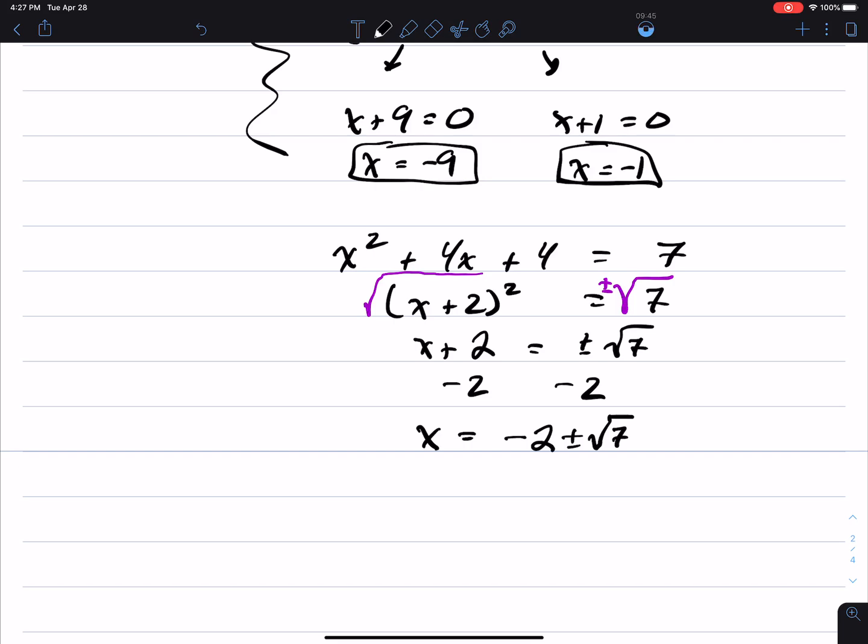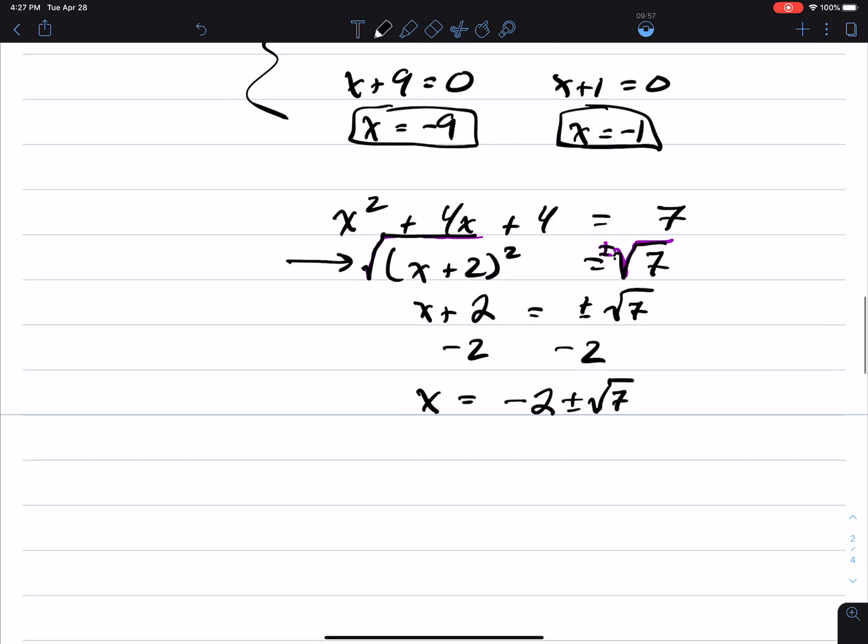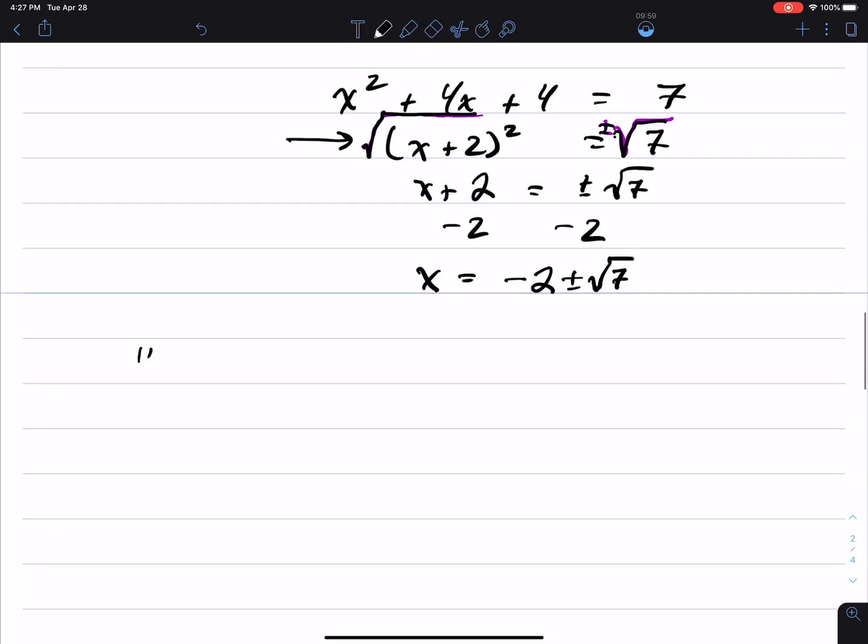So again, this all goes back to why PSTs are so helpful, okay? Because they factor so nicely, which then lets you take that square root of both sides. That's the big idea. So back to what we call completing the square, okay? This has all just been kind of warm up so far.